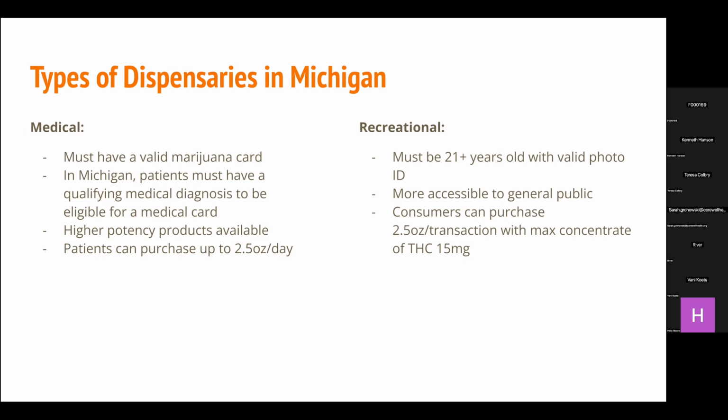Compared to the recreational dispensaries, medical dispensaries can have higher potency products available, and patients can purchase up to 2.5 ounces of product per day. For recreational dispensaries, you just need to be 21 years old and have a valid photo ID to get in. So it's much more accessible to the general public, and consumers can purchase 2.5 ounces per transaction, but the max concentrate of THC they can get is 15 milligrams. So what is the max concentration on the medical side? Do you know what that is? Yeah, we're going to talk a little bit about that later on with initiating the protocol.